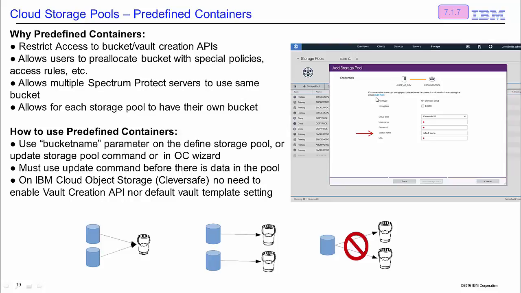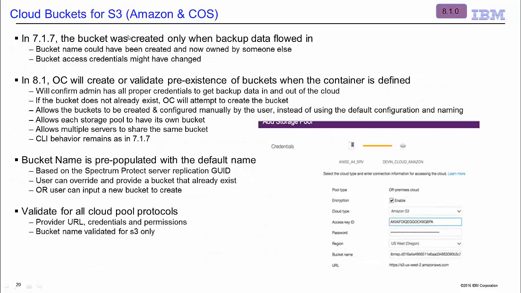When you go through the Operations Center wizard to define a container, it will give you the option to define a bucket name. Now in version 8.1, when you enter a bucket name, we will actually go out and validate the preexistence of that bucket. The reason for this is we want to confirm that the admin does have all the proper credentials to access that bucket. And if the bucket did not already exist, the Operations Center will actually attempt to create that bucket.